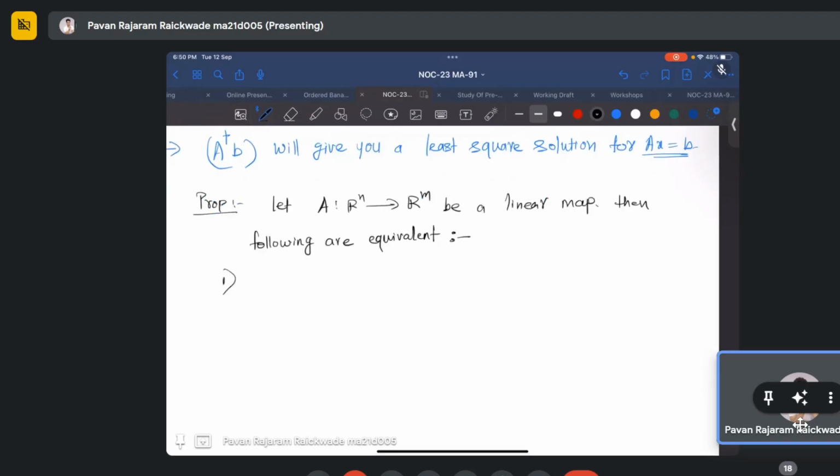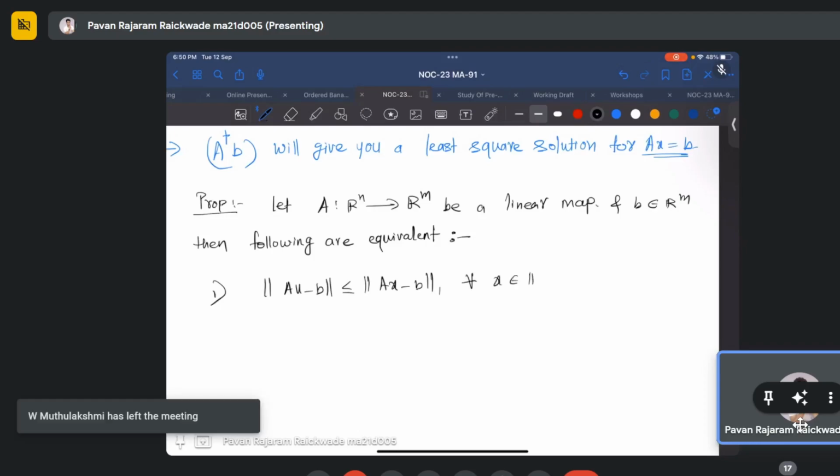First thing, let it be a linear map, and let's say an element B belongs to Rm. Then the following are equivalent. Number one, U is a least square solution, or I'll write it in the mathematical form: norm of AU minus B is less than or equal to norm of Ax minus B for all x belongs to Rn.